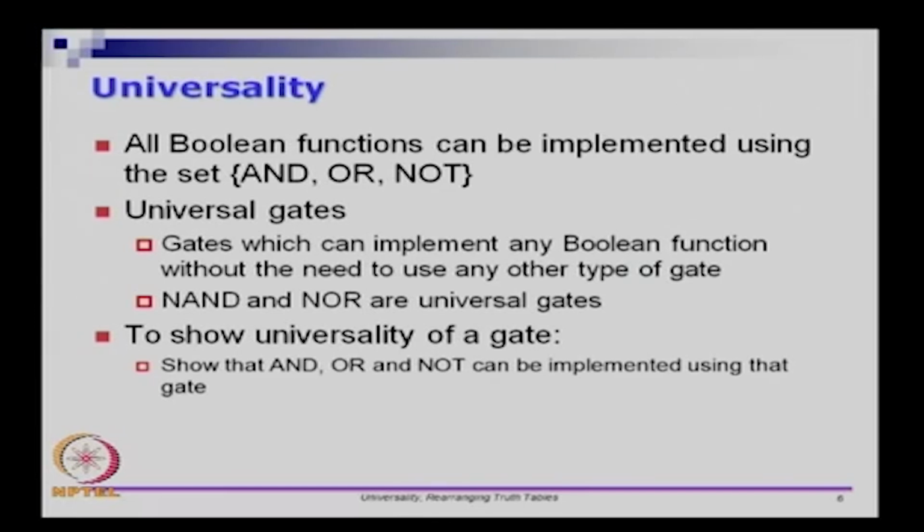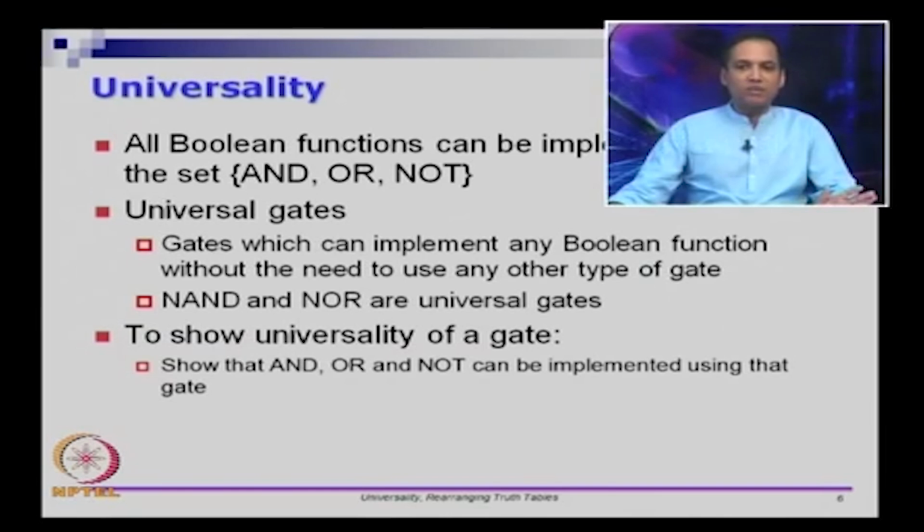So there is this notion of universality, where I call a gate universal if it can implement any Boolean function without the need of any other type of gate. If I look at the AND gate alone, the AND gate by itself is not universal, because you cannot implement OR operations and NOT operation by only using an AND gate. However, NAND and NOR are called universal gates. These are called universal because even if you do not have any other type of gate, as long as you have just the NAND gates or just the NOR gates, it is enough to implement any Boolean function.